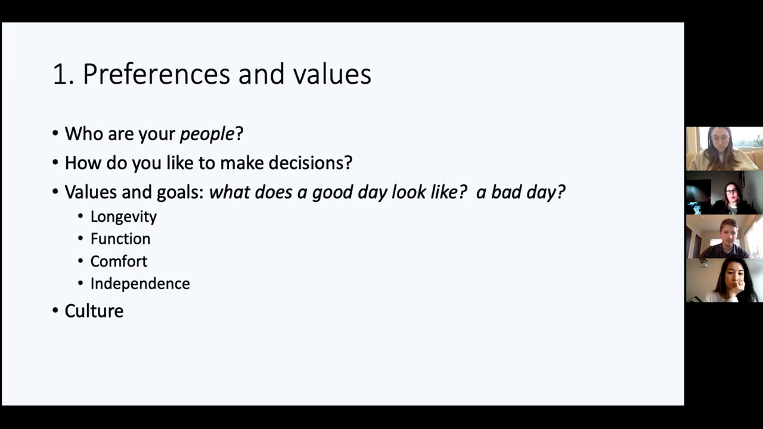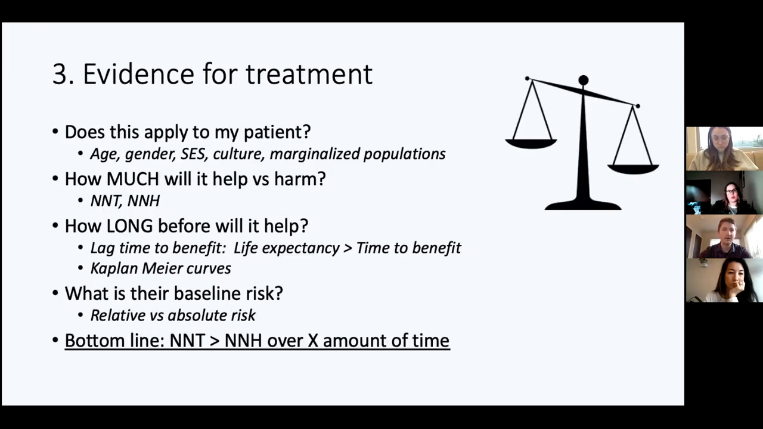Oh, sorry. Okay, this should say number 2 actually. So, evidence for treatment. I think this is where it can get challenging, again, looking at studies and seeing how they apply to your patient. Looking at the demographic information in the study is super important: age, gender, socioeconomic status, and things that you can't necessarily gather, like cultural differences. And oftentimes studies don't represent marginalized populations.